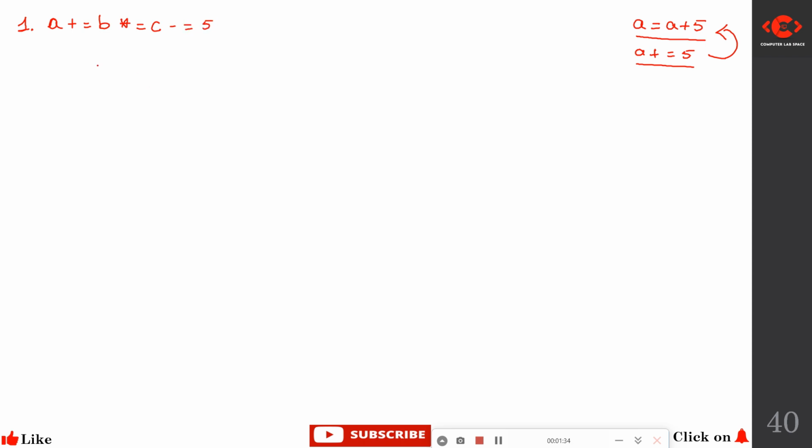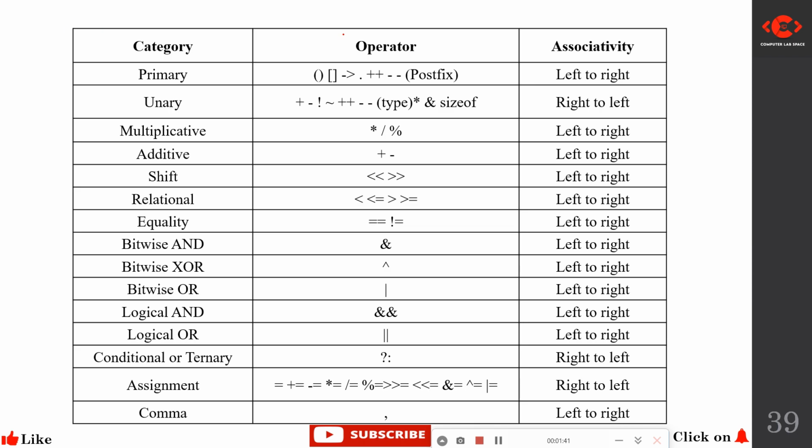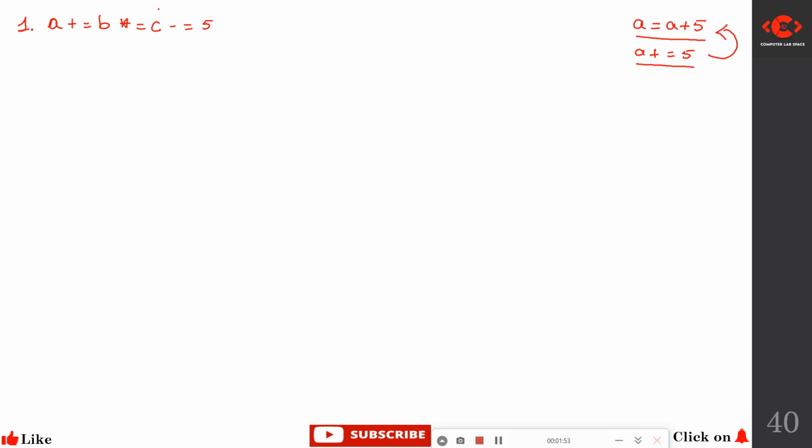Since these are assignment operators, how are we going to solve this? If you look at this, where is our assignment operator? Here it is. So the associativity is from right to left. Clear? Now we will solve the problem. We need to take some values for A, B and C, so let me take A = 3, B = 5 and C = 8. Now let us solve.